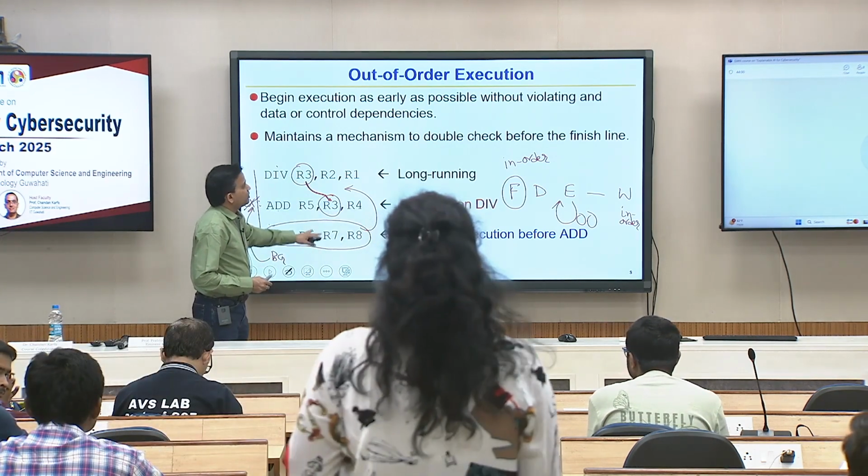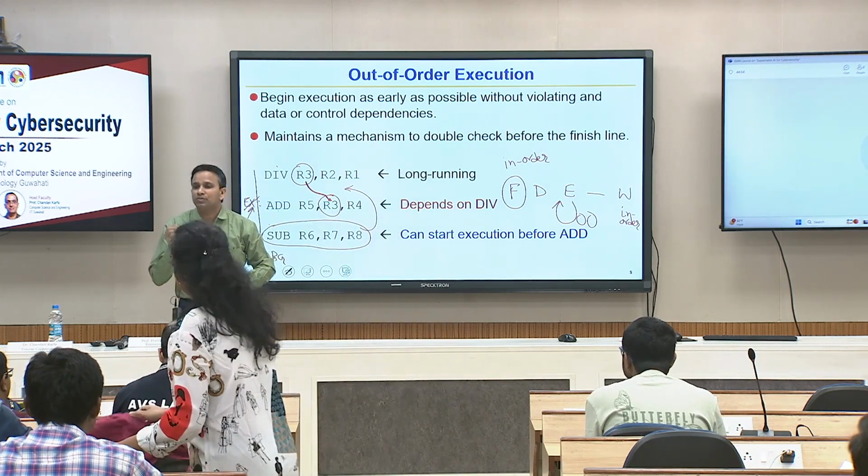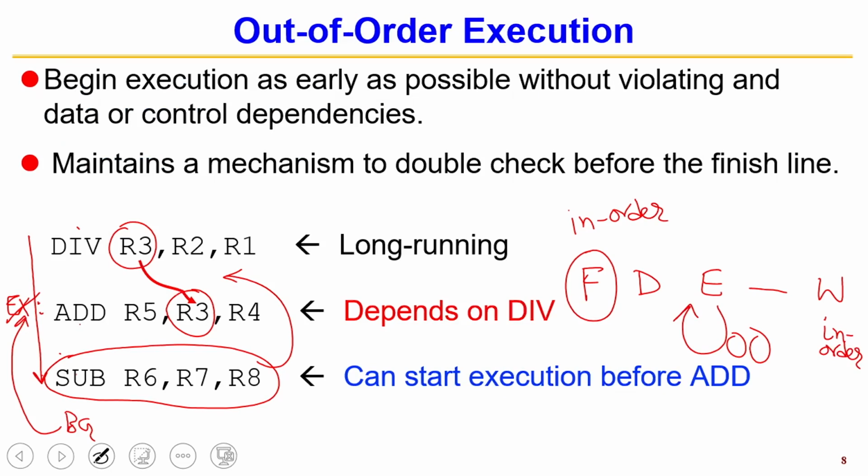So, does anybody have a question on out of order execution? If some instruction is ready to execute, all the operands are available, no dependency, the processor executes it early, right. This executing early is the attack I am going to talk about.